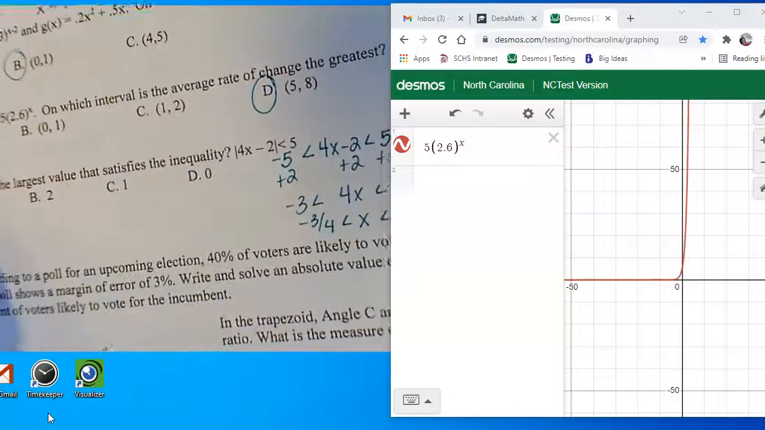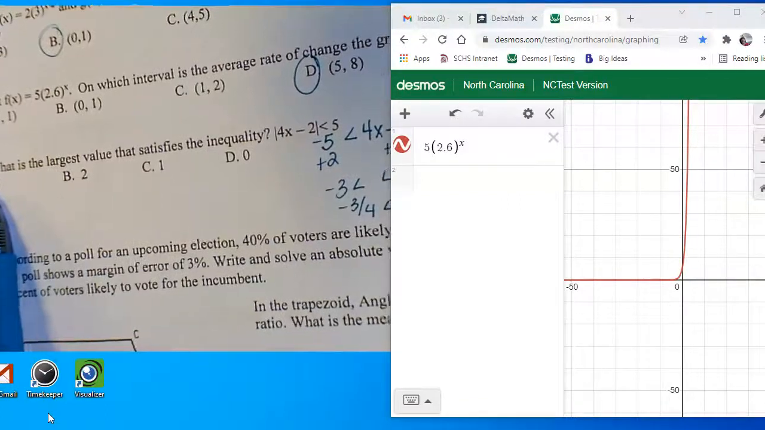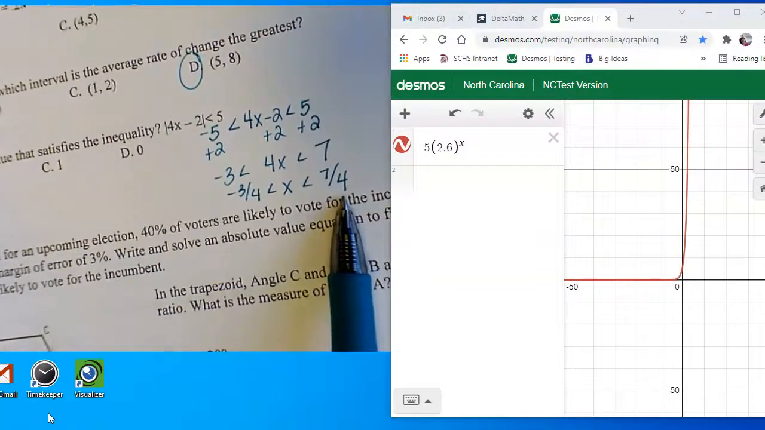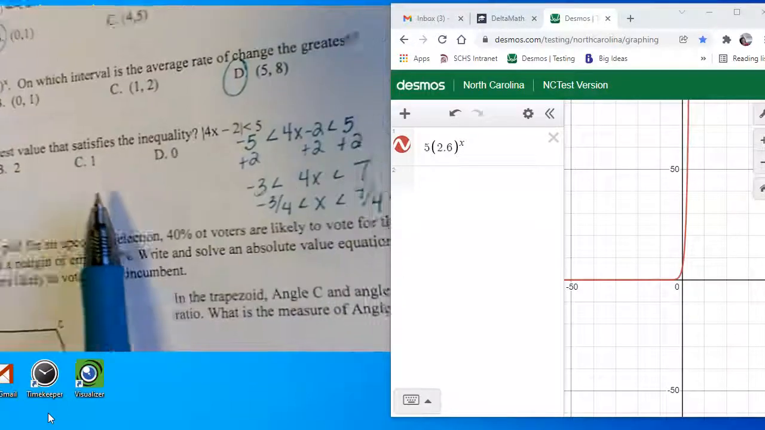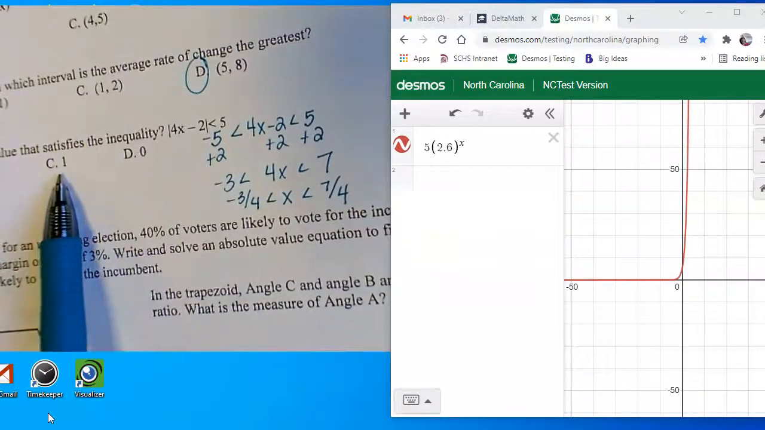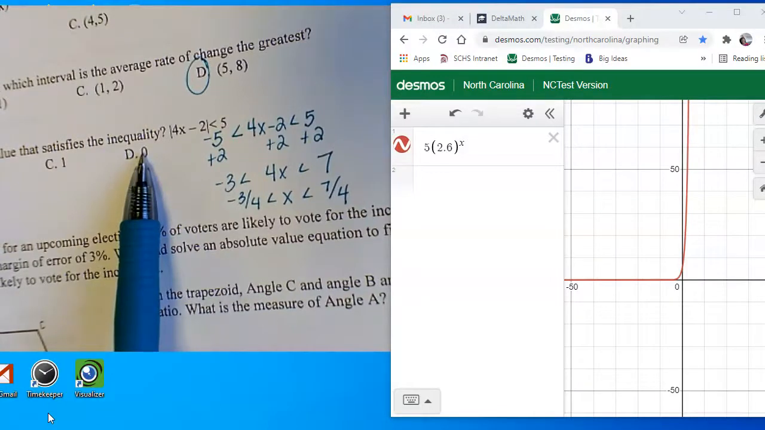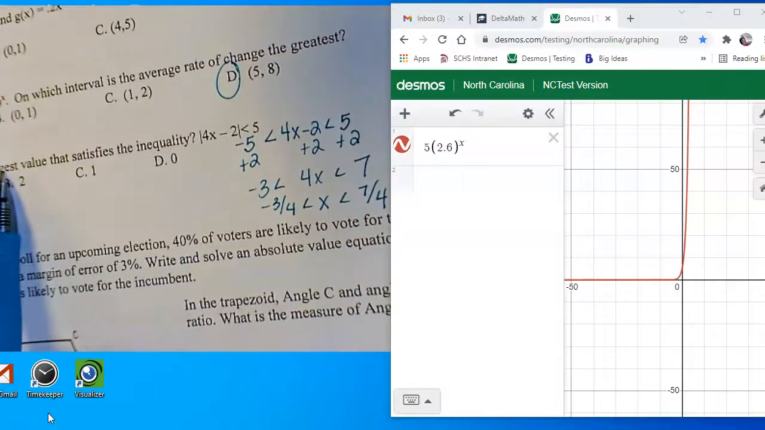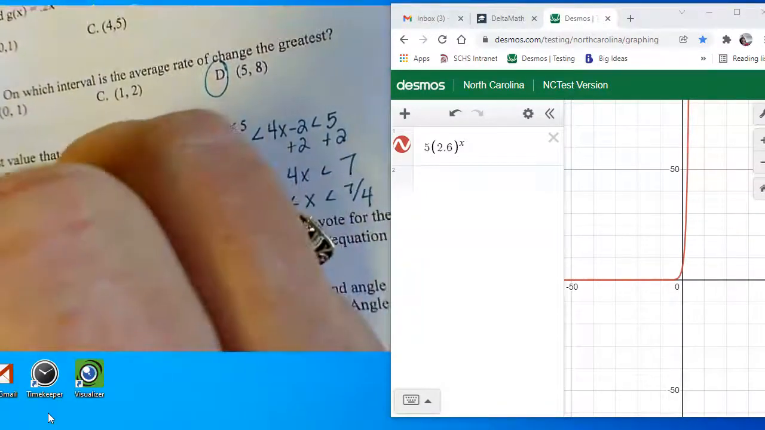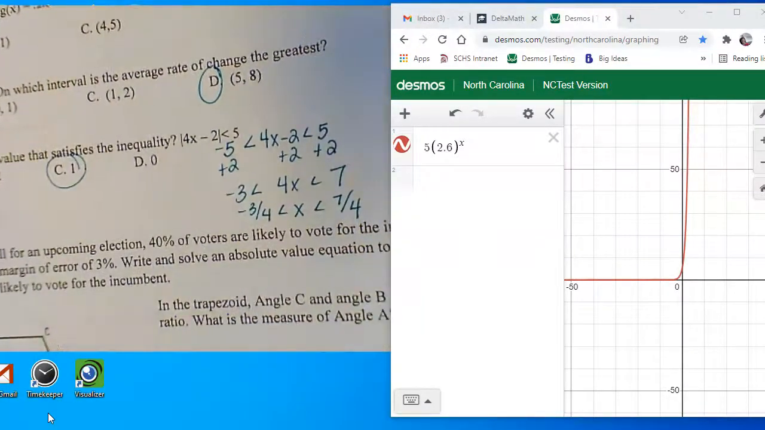So 5. Does 5 fit in that interval? No, 5's not in between those two numbers. What about 2? No. Does 1 fit? Yes. Does 0 fit? Yes. So it's either 1 or 0, and we want the largest value. So the answer is 1. So sometimes they ask you questions that you know how to do, but they ask the question in a really weird way. And so that's the reason I wanted you to see that one.